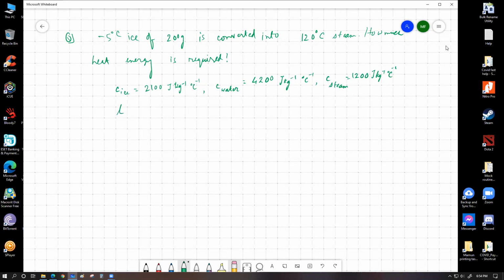And then we're going to need the latent heat values. Let's say latent heat of fusion of ice is given by 3.36 into 10 to the power 5 joule per kg. And latent heat of vaporization of water is equal to 2.27 into 10 to the power 6 joule per kg. Why there is such a huge order of magnitude difference between these two values, I'm going to explain after a while.